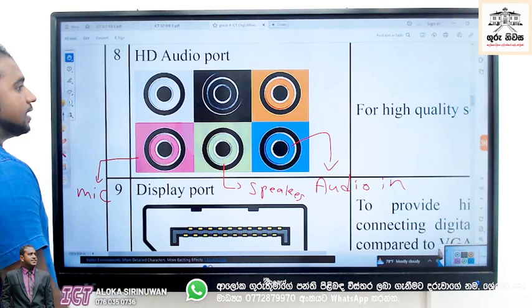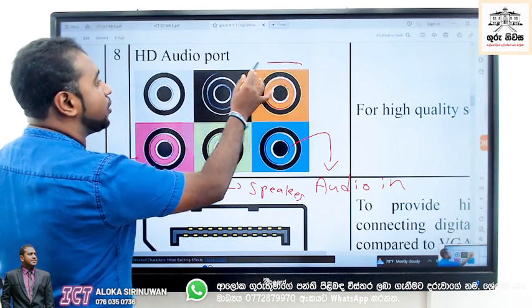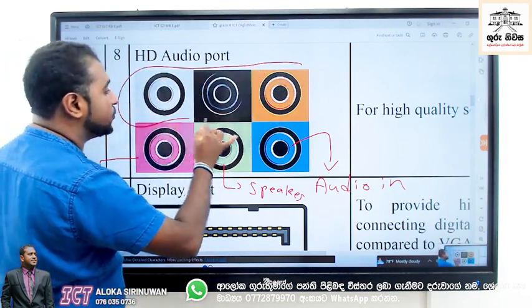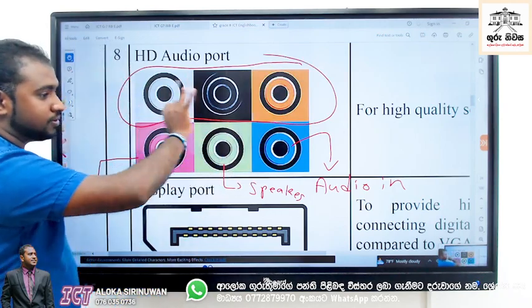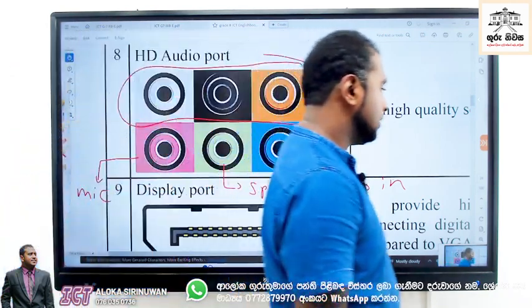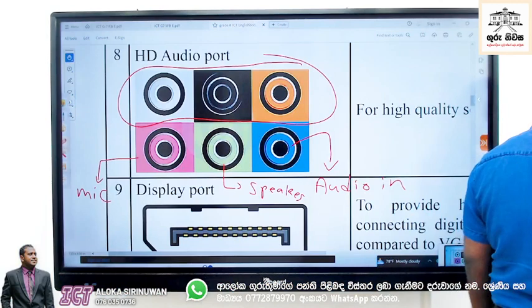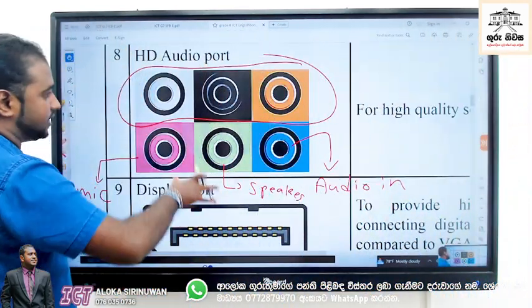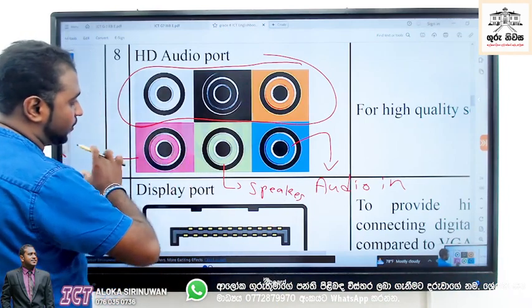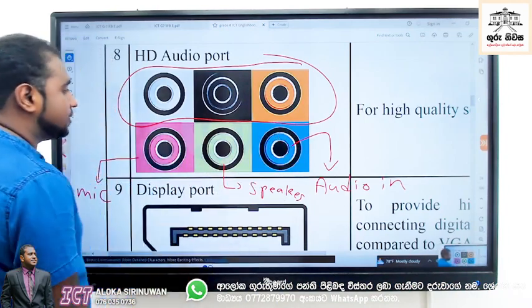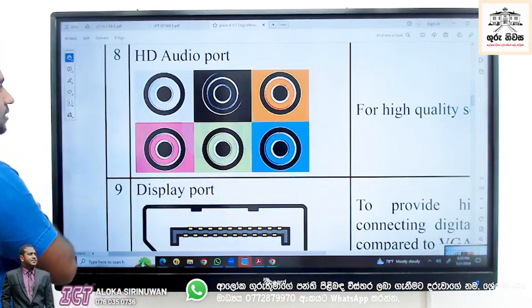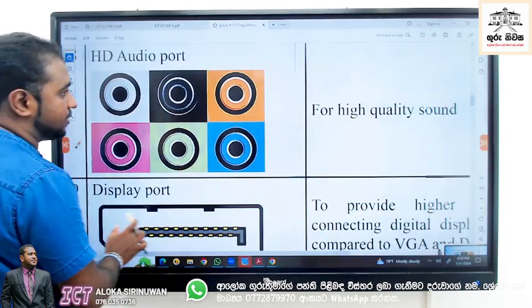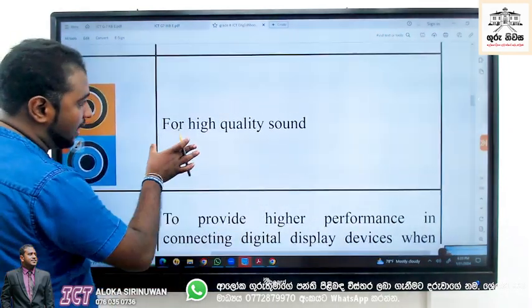But today, those ports are not compulsory for your knowledge, because those are used to connect AV connectors. So we do not need those ports. We need only those three color ports. Those are known as audio jacks, not the HD port. HD port is for high quality sound.